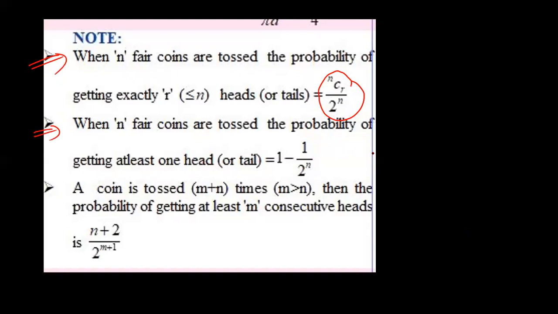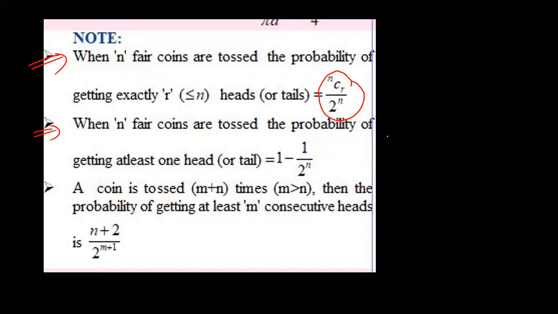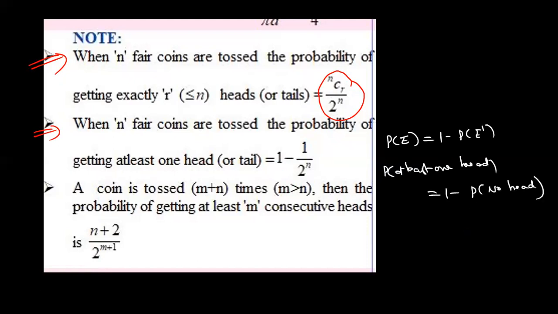So this concept, I'm writing here, students see. This is nothing but P of E is equal to 1 minus P of E dash. Getting at least one head means what? 1 minus no head. So how many ways? That is only one. No head means all the faces are tails. That means 1 minus 1 by 2 power n. That is the meaning.